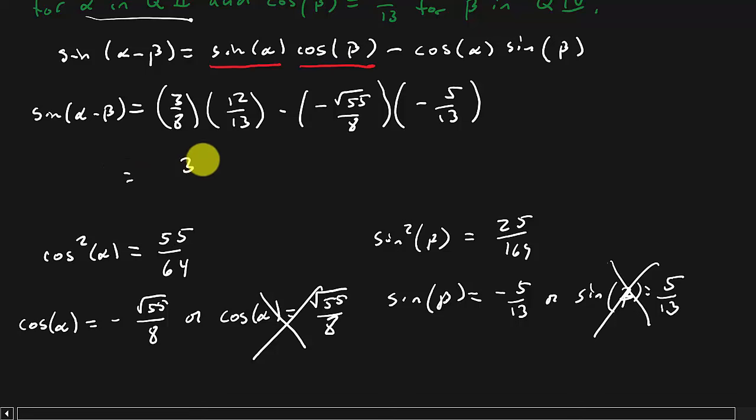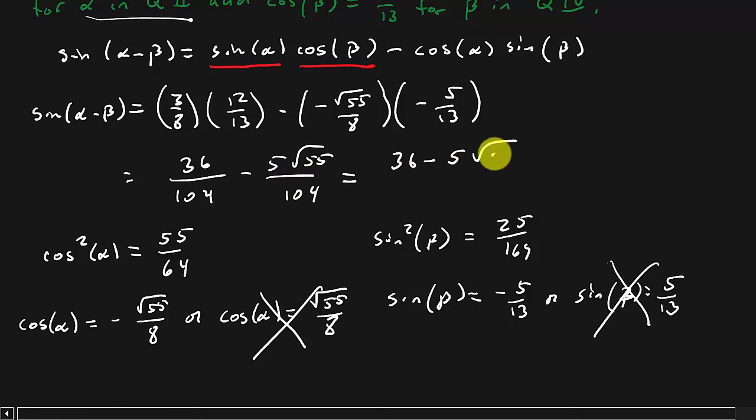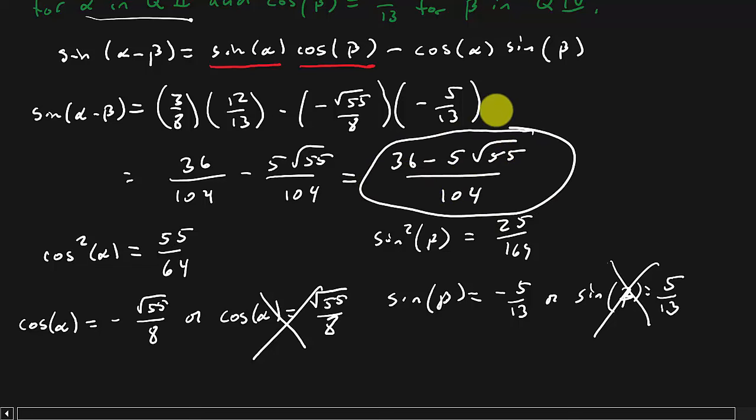And so this is going to be 36 over 104 minus, and a minus times a minus is positive, so minus 5 square root of 55 over 104. And so that's 36 minus 5 square root of 55 over 104. And there's your answer.